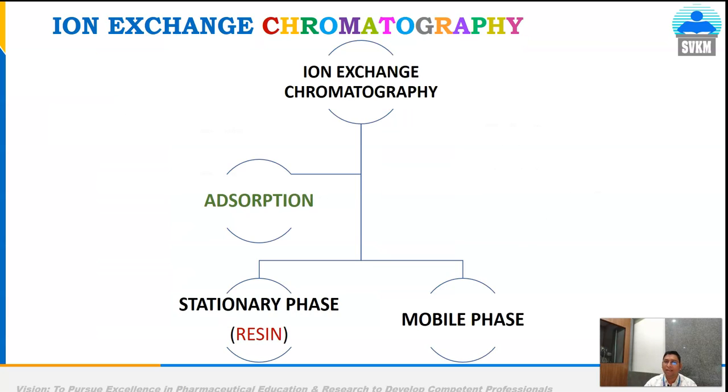So overall, ion exchange chromatography is mainly based on an adsorption phenomenon, where resin is used as a stationary phase along with a suitable mobile phase.